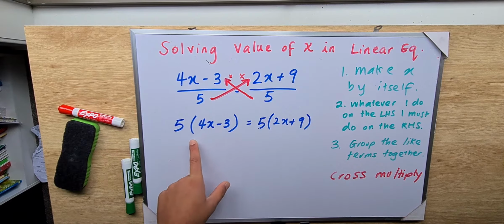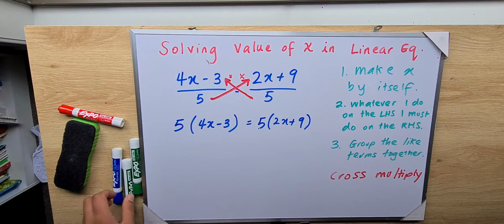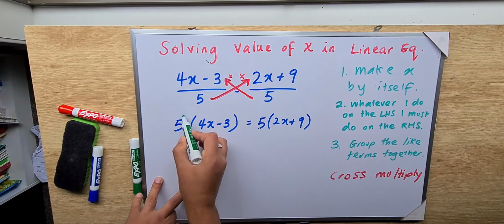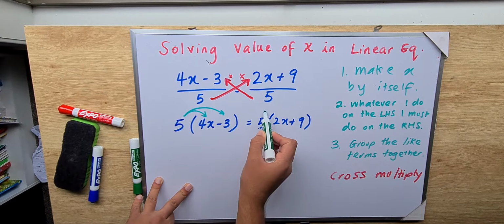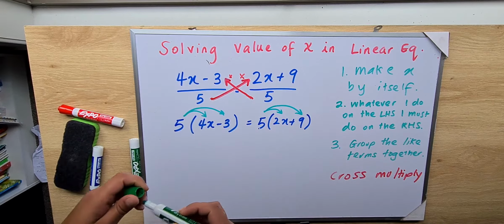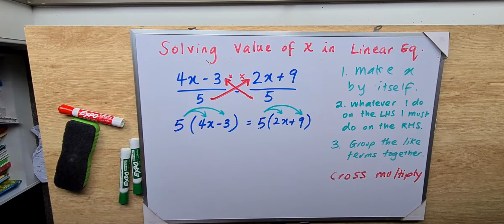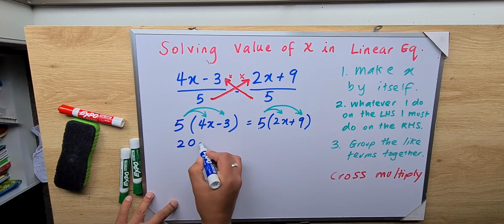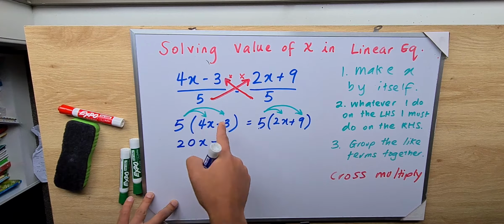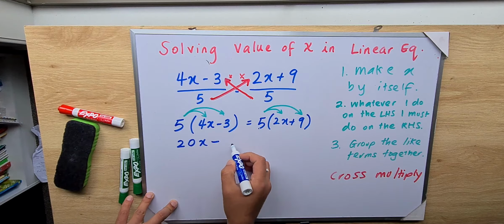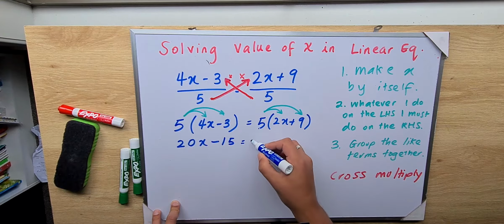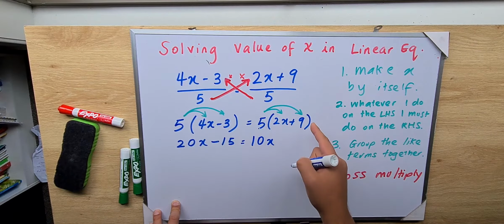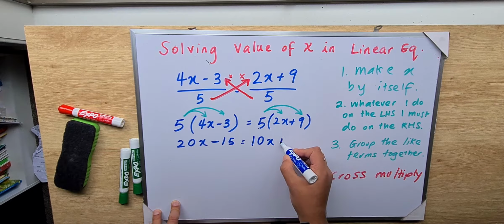Now going back to chapter 2e, we learned about expanding algebraic expressions through distributive law. So remember, we take the term outside the bracket and multiply it with each term inside the bracket. So that's what I'm going to do now, and simplify it. 5 times 4x is 20x. Minus 5 times 3 is 15. Equals 5 times 2x, which is 10x. And 5 times positive 9 is 45.